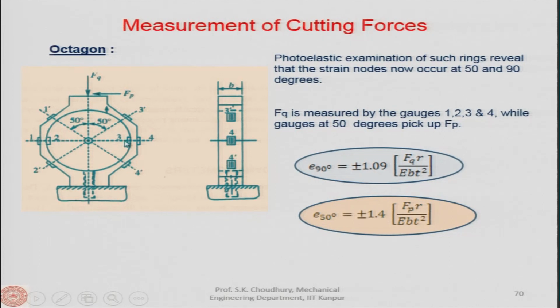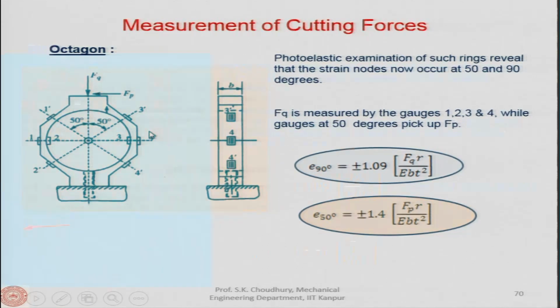You can see that this is actually a modification of the ring type structure. The only thing is that in this structure, the strength has become more by giving the octagon shape to the ring. Now, the photoelastic examination of such rings reveals that the strain nodes 1, 2, 3, 4 are at an angle of 90 degree, and 1 prime, 2 prime, 3 prime and 4 prime are at an angle of 50 degree.